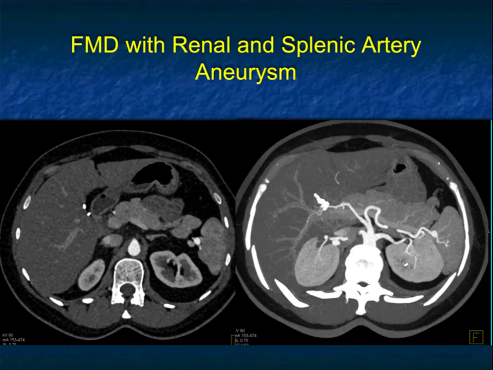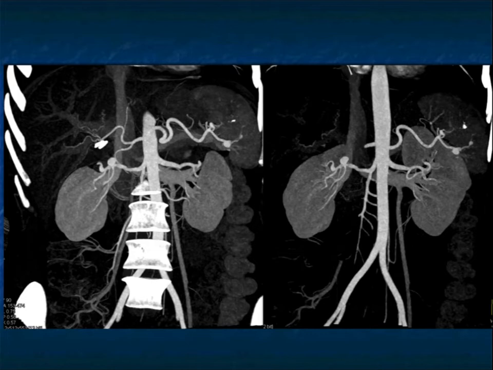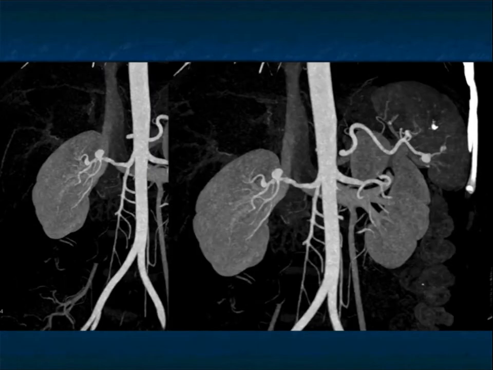Here's a nice example of FMD with renal artery aneurysm on the right and splenic artery aneurysm near the splenic hilum. Very nicely shown there and there again. Here it is again on the MIP, renal artery aneurysm, maybe a second renal artery aneurysm, and the splenic artery aneurysm. So again, you have to be careful with satisfaction of search. If you see one finding, keep looking. Don't let it blind you to missing an even more important finding.